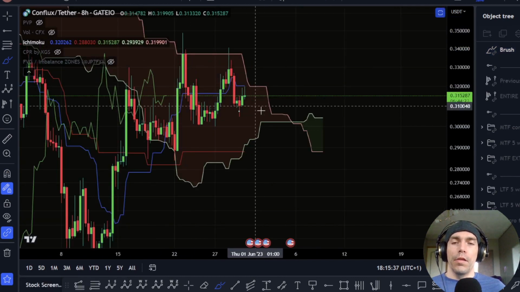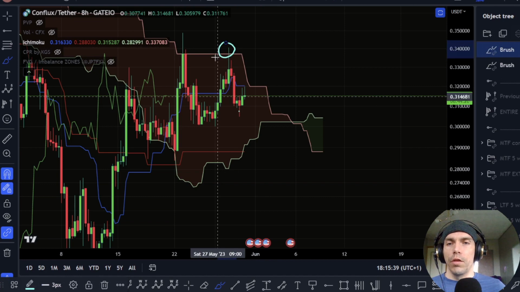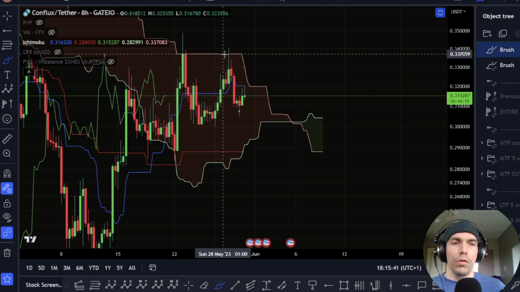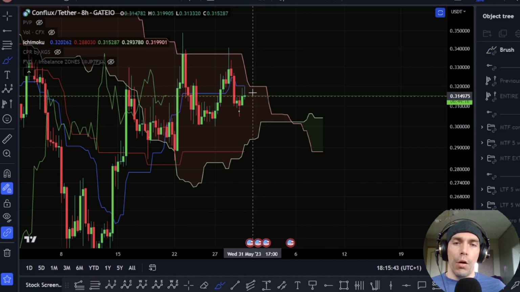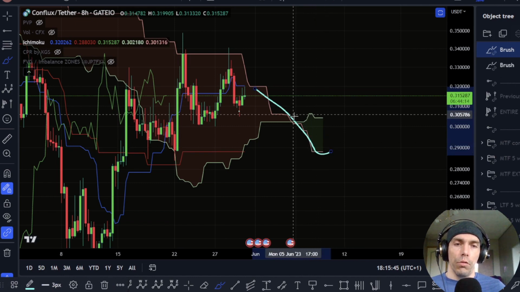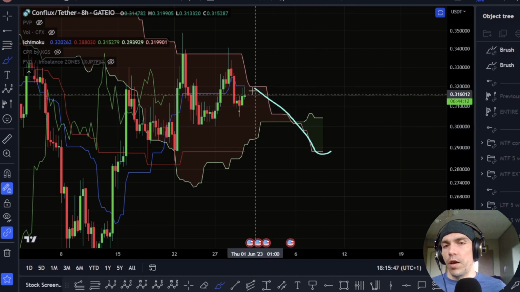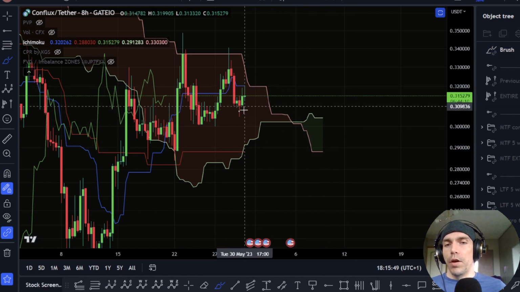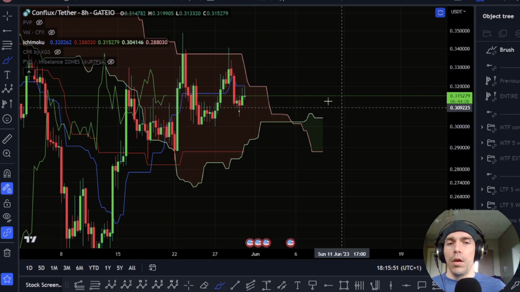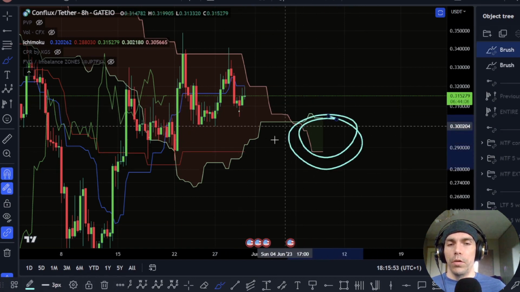Now, if we look at the 8 hourly cloud, we can see that we keep rejecting off this top line here, which is sitting towards this 33.70. However, it is starting to turn green now, so this is often a bullish sign, but this doesn't mean that price has to go up. It just means that we can start to actually build some support.